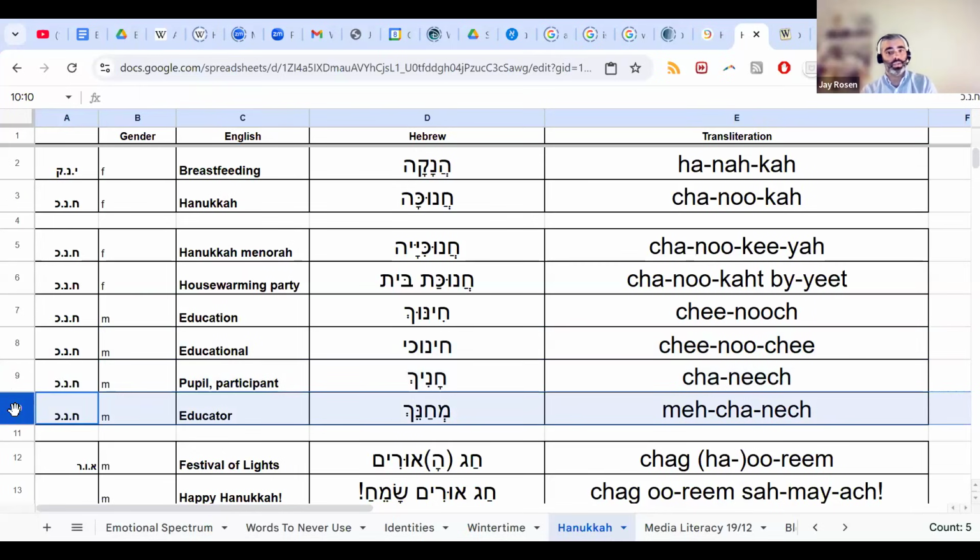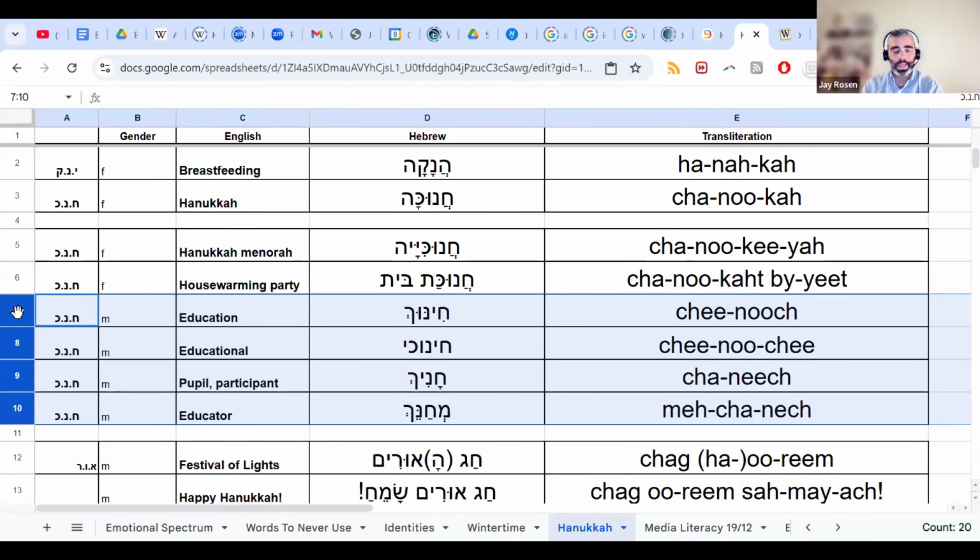So remember those sentences where it sounded like a tongue twister? Look at all the words we can put together already that would talk about a high level subject, and they all use the same root. Chet, nun, chaf. Education, educational, pupil, educator. Right? I could make a sentence: in the educational system, the educator imparts education onto the participant or onto the pupil. And I would be using that root multiple times in different forms.